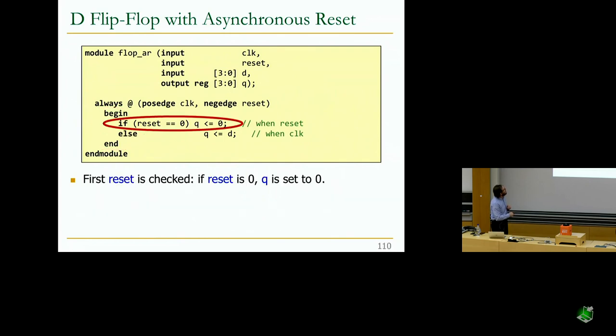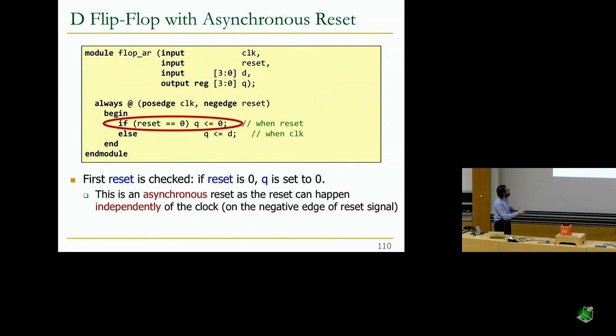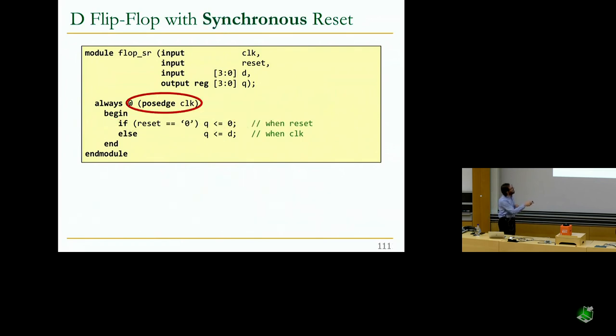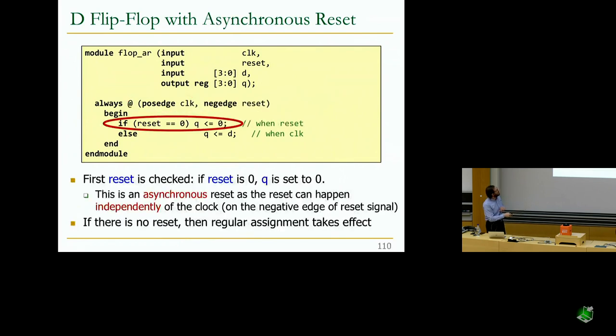OK. So in this case, first reset is checked. If reset is 0, Q is set to 0, as you can see. And it's asynchronous because reset can happen independently of the clock, right? In this case, this statement is executed either at the positive edge of clock or negative edge of reset. OK? And if there is no reset, then the regular assignment takes effect over here. So hopefully it's very simple. Now let's eliminate this negative edge reset from here.